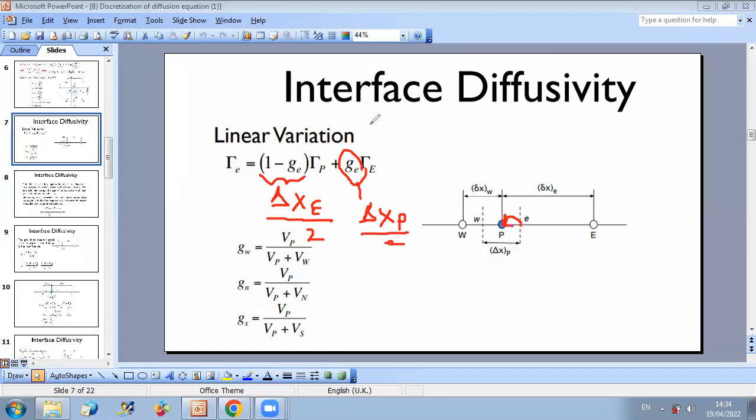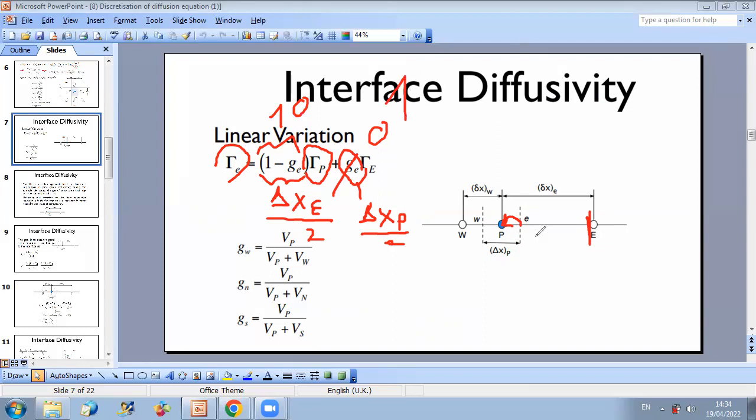on point P. What happens then? This coefficient will be 0, this coefficient will be 1. Then the conductivity at east will be equal to the conductivity or diffusivity coefficient at P. And if you have the other extreme case, where the east face is very close to point E, then delta x_p becomes the dominant. Okay, then this coefficient will be 0 and this coefficient will be 1.